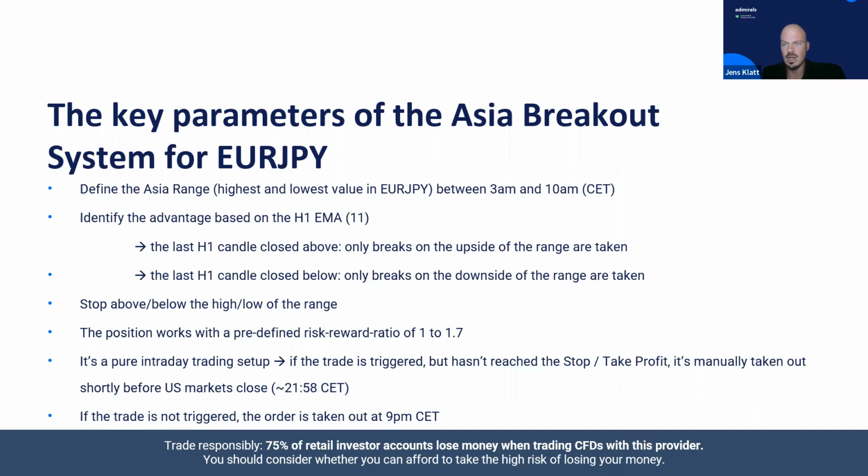Then we take out the order at 9 p.m. CET. Why 9 p.m. CET? Because we have to find an advantage. Remember that. So we have to find an advantage. And the last closing price we can use as a reference before we close the order is some 2 minutes before US markets close. And that's why we have to take out the order then at the last hourly close, which is 9 p.m. Central European time. And yeah, that's it on the setup.